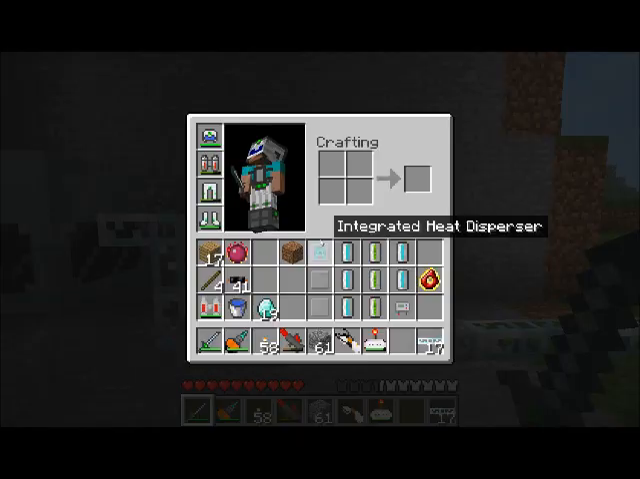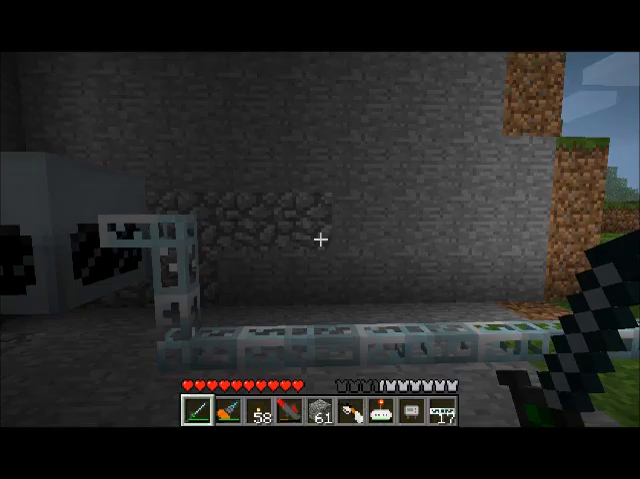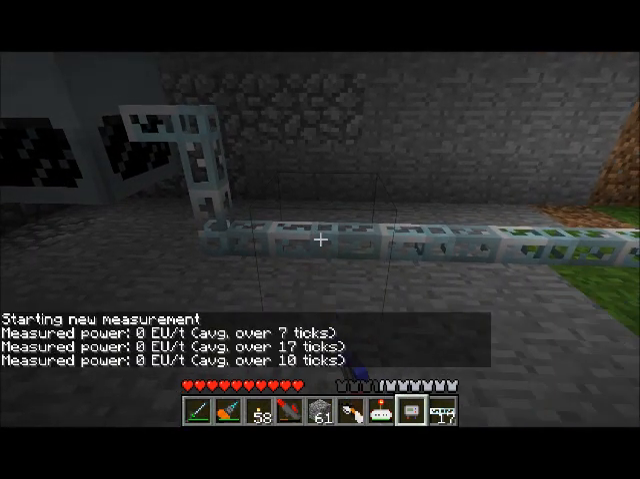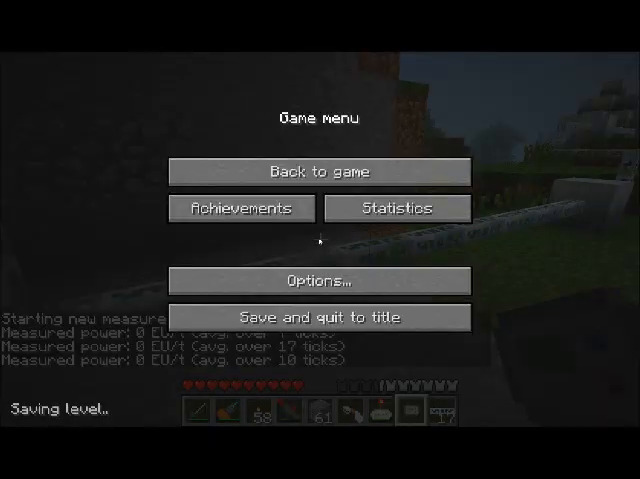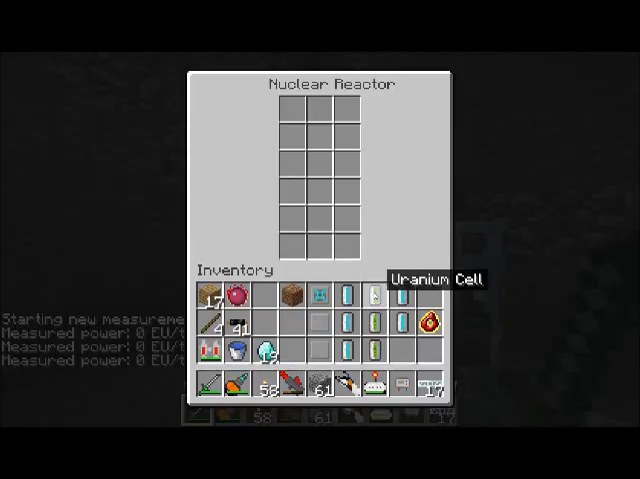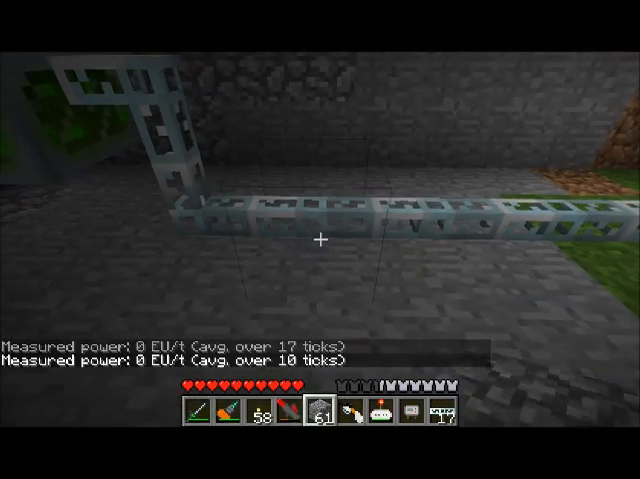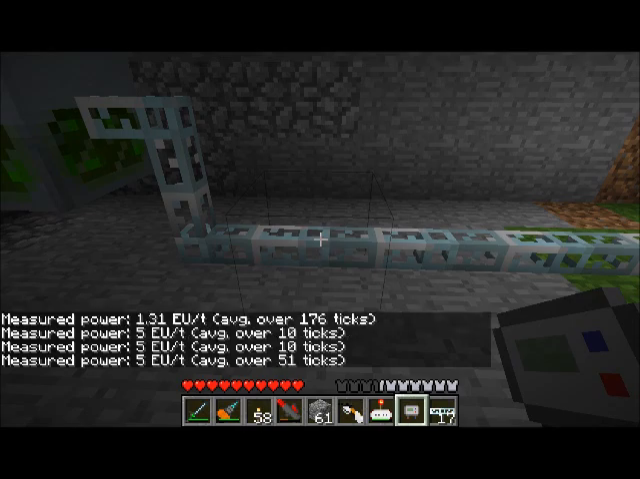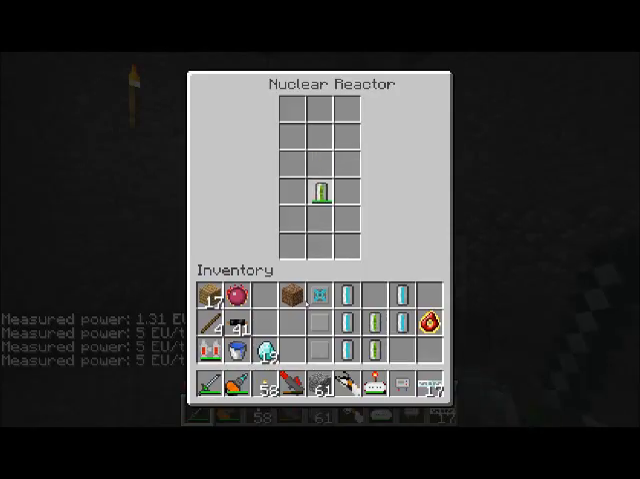I have my trusty EU reader. So obviously there's no fuel in the nuclear reactor at the moment. No energy going through the line. Okay. If I place just one uranium fuel cell inside of here, it's going to start draining, and it's going to generate 5 energy units per tick. Okay? Let me take that out. So 5 energy units per tick for a uranium fuel cell.